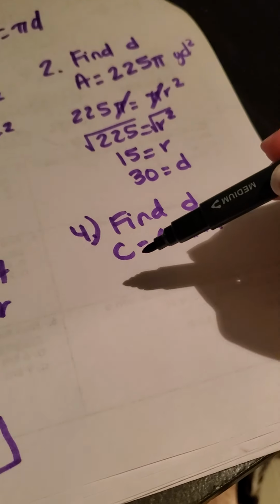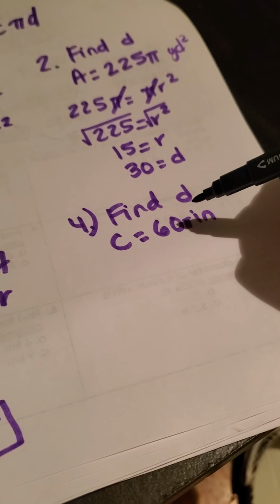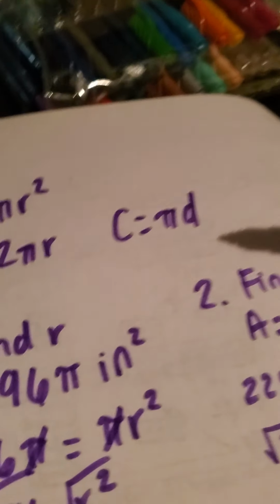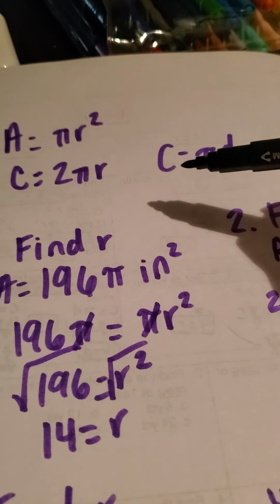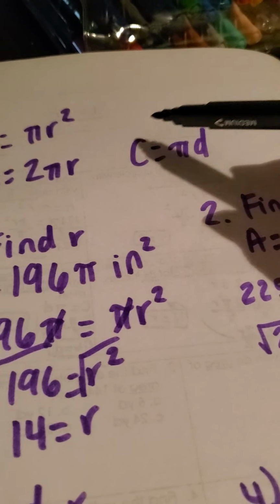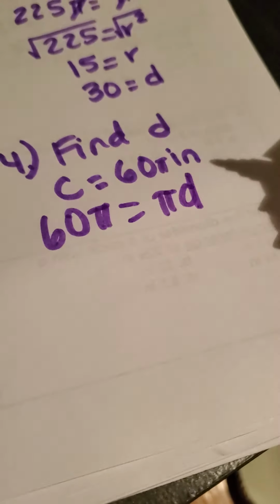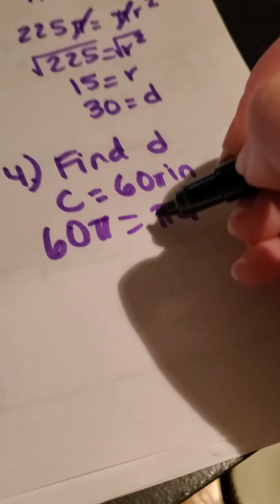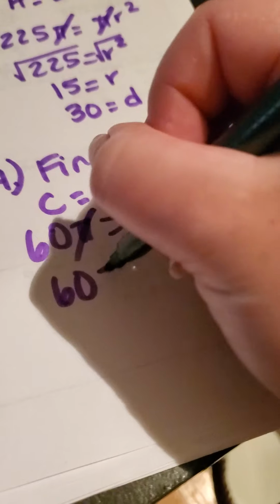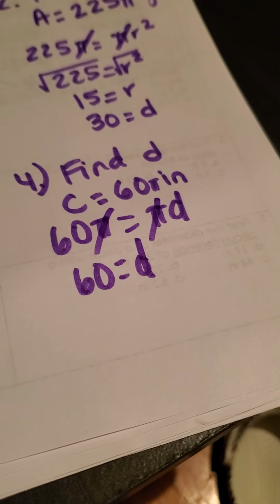So we have circumference, need to find diameter. I'm looking for the formula that includes circumference and diameter. So that's the one that I'm going to use right here. My circumference is 60 pi is equal to pi times diameter. And they both have pi, so I can cancel that out. And it already tells me there 60 is my diameter.